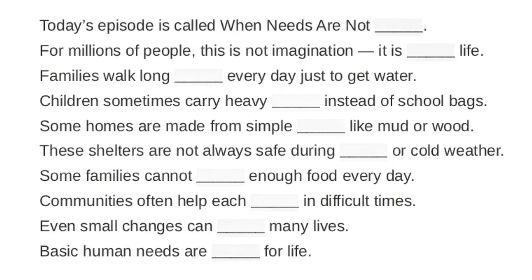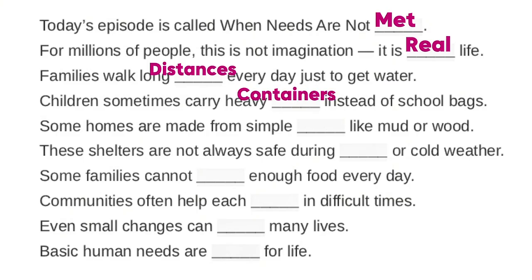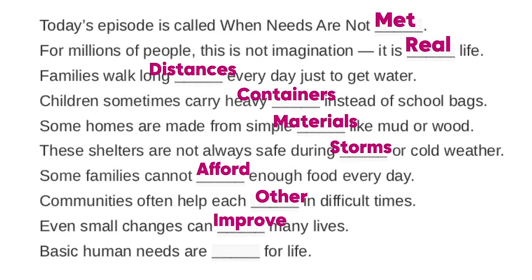Now let's check our answers. Here they are. The first one, met. The second one, it is real life. The third one, families walk long distances. The fourth one, heavy containers. The fifth one, simple materials. The sixth one, safe during storms. Some families cannot afford, help each other, can improve many lives. And the last one, basic human needs are essential.